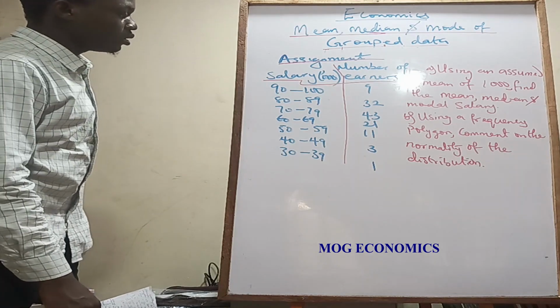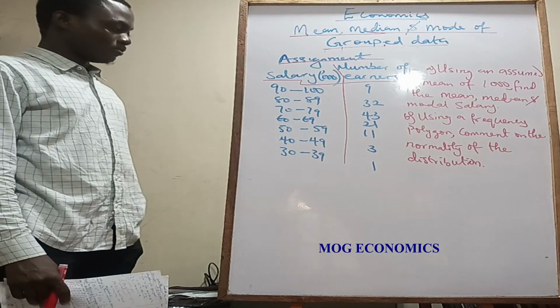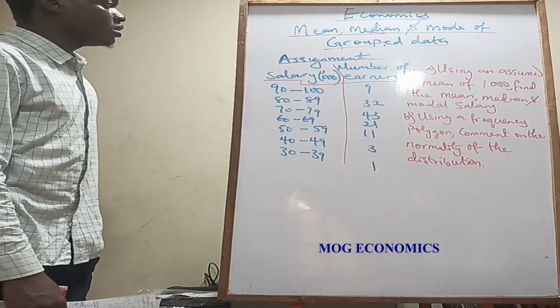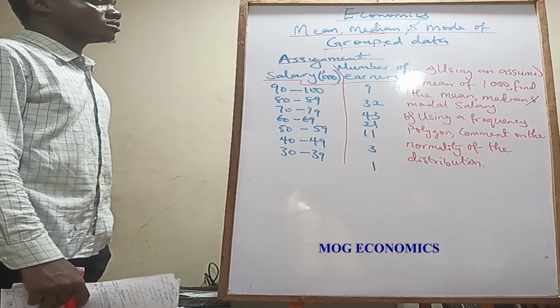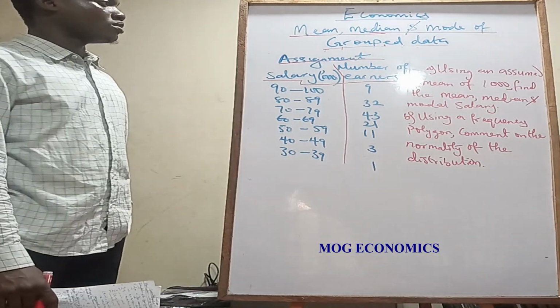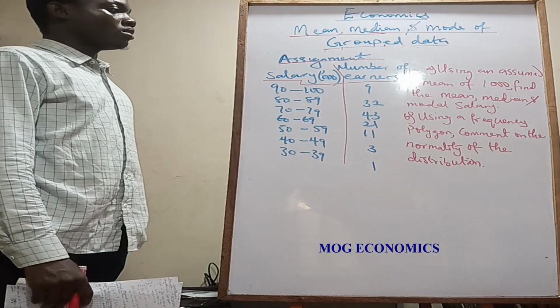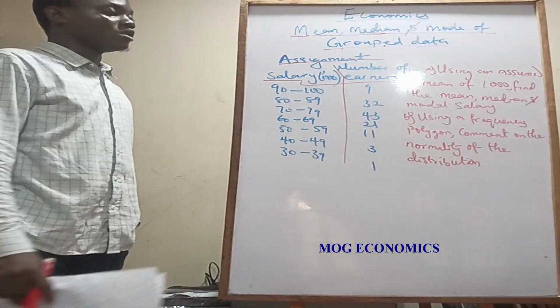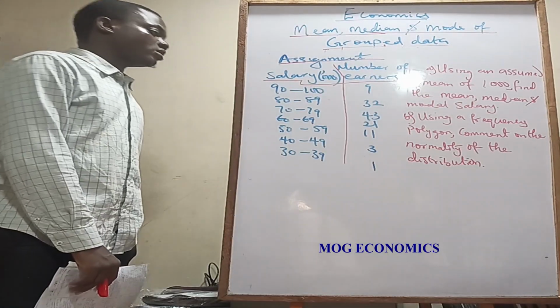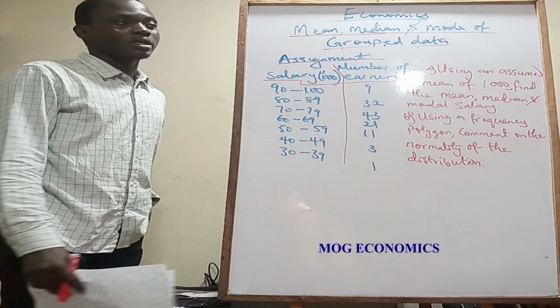These values are in thousands, so take note of that. Using an assumed mean of 1000, find the mean, median, and the modal salary. Then using a frequency polygon, comment on the normality of the distribution. So is it going to be a normal distribution? Is it positively skewed? Is it negatively skewed? That's what the question is asking you to do.